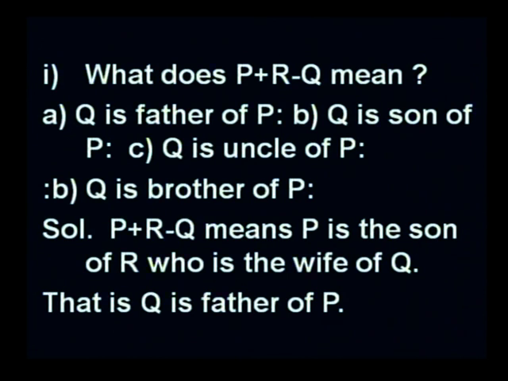Son of R, and then minus Q means brother. So, what is the relationship? How do you go about it? P plus R minus Q means P is the son of R, who is the wife of Q, that is, Q is father of P. So, is this clear from the code?